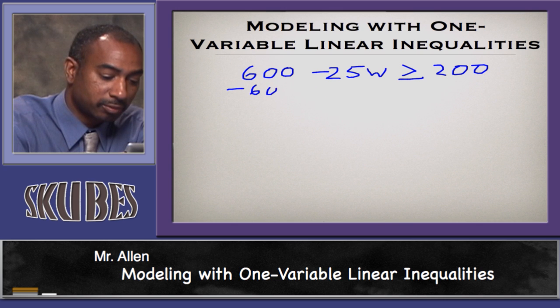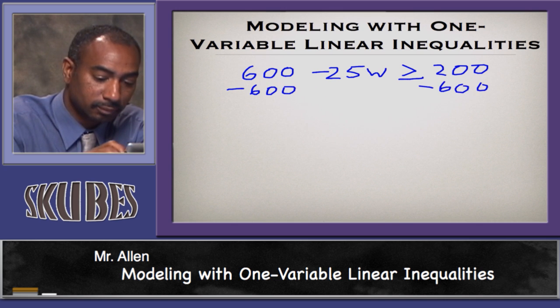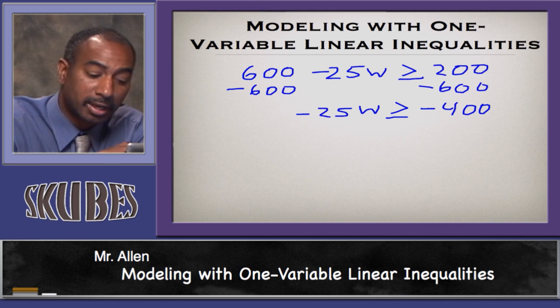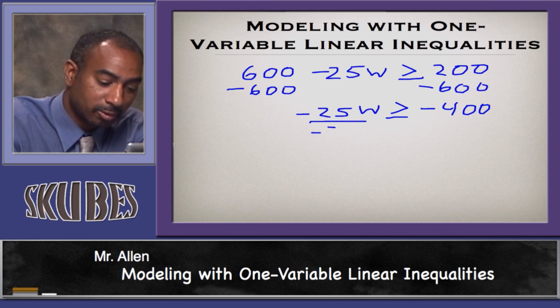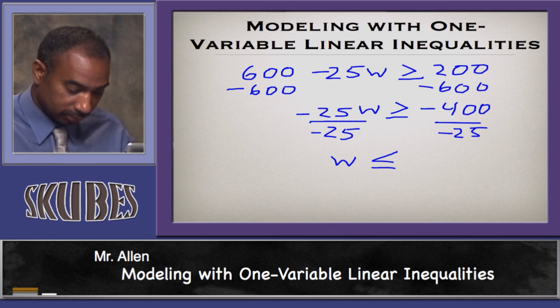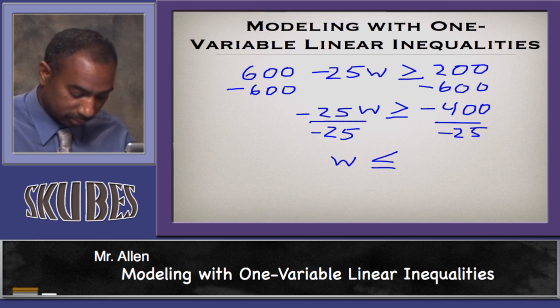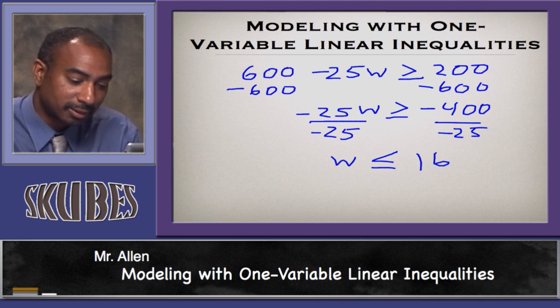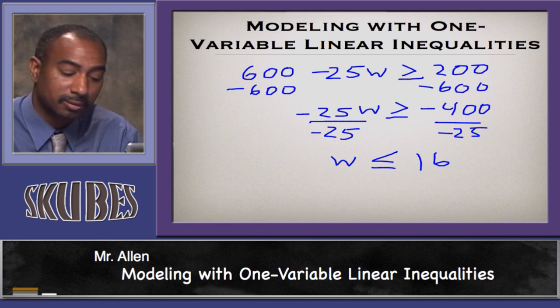We're going to subtract 600 from both sides. So you get negative 25W is greater than or equal to negative 400. But don't forget, when you divide by a negative number, you switch that inequality around. So you get W is not greater than or equal to, but it's less than or equal to 16. So that means that we're talking about number of weeks. He can withdraw $25, so it has to be less than or equal to 16 weeks.